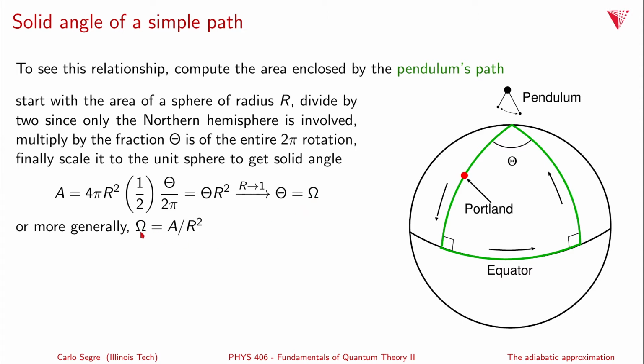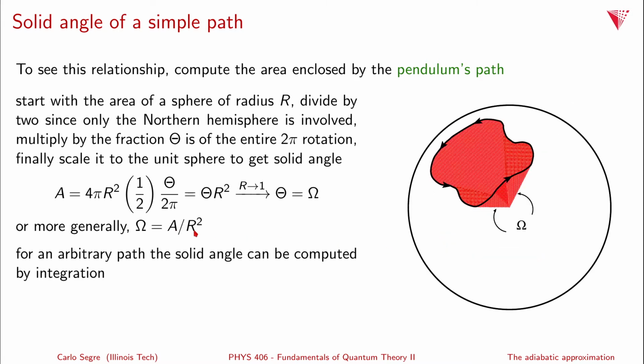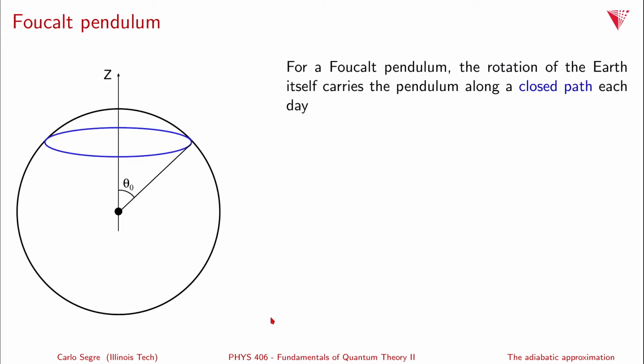More generally, omega is just the area subtended by the path divided by r squared. So for an arbitrary path, you can calculate this by just doing an integration along the path. And if you integrate this around the path, then divide by r squared, you've got your solid angle. So the solid angle omega is equal to the closed path integral of d omega. But this is simply sine theta d theta d phi, and therefore we can calculate the solid angle.